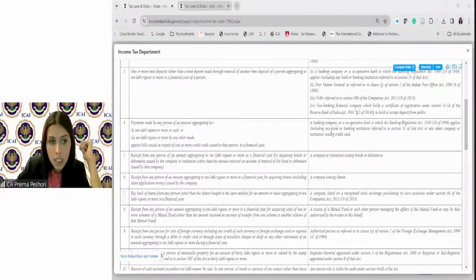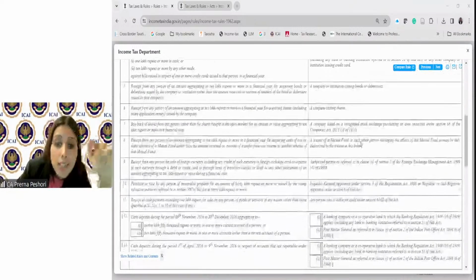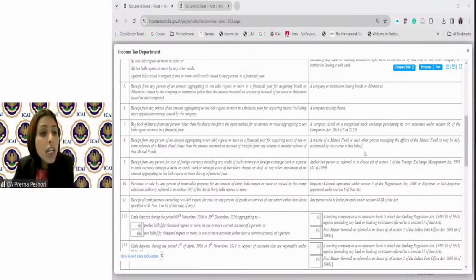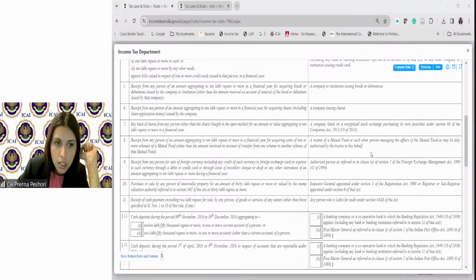Where I am purchasing more than 10 lakh of mutual funds, the mutual fund company needs to report it. Where I am purchasing foreign exchange or incurring foreign expense of more than rupees 10 lakh, the authorized dealer needs to report it. Immovable property of more than 30 lakh, then the registrar needs to report this transaction.